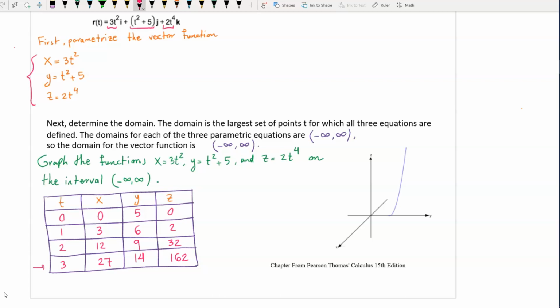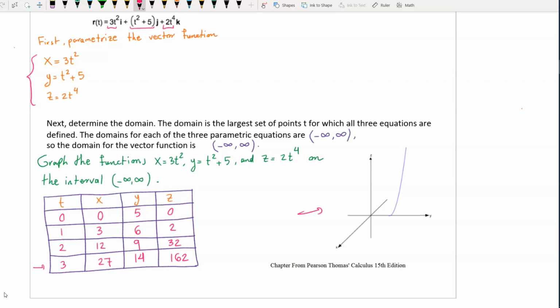So x is equal to 3 times 3 squared, that is 27. y is equal to 3 squared plus 5, so that is 14. And finally, z is equal to 2 times 3 to the 4th power, that is 162.